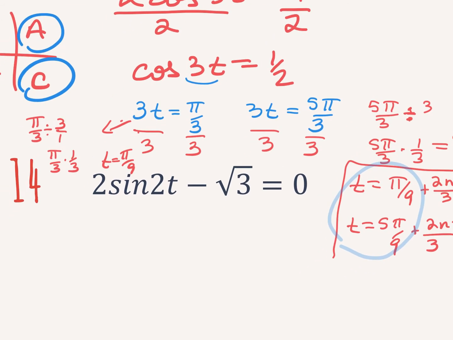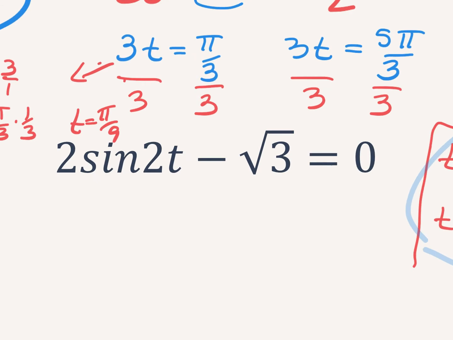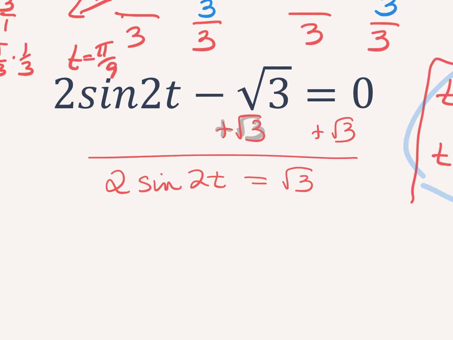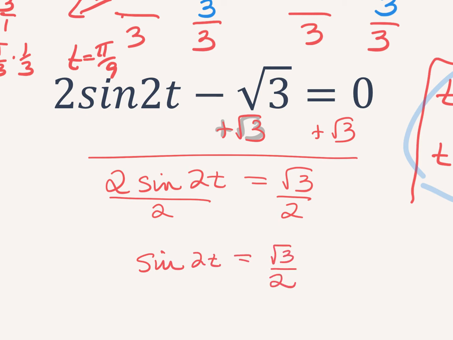Let's try the next one. I'm going to add the square root of 3 to both sides. I get 2 sine 2t equals root 3. Divide by 2. And sine 2t equals square root of 3 over 2. Wait, we didn't have to check the other one? We only check it only when you square both sides.